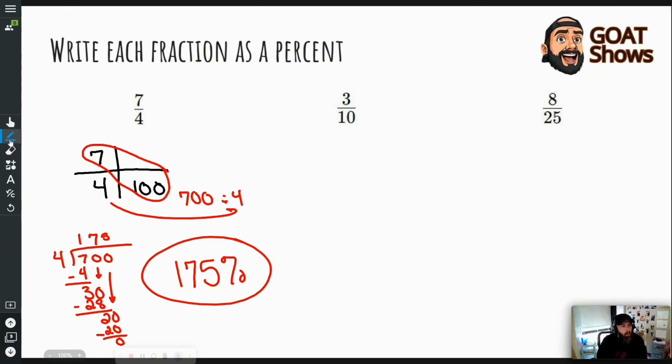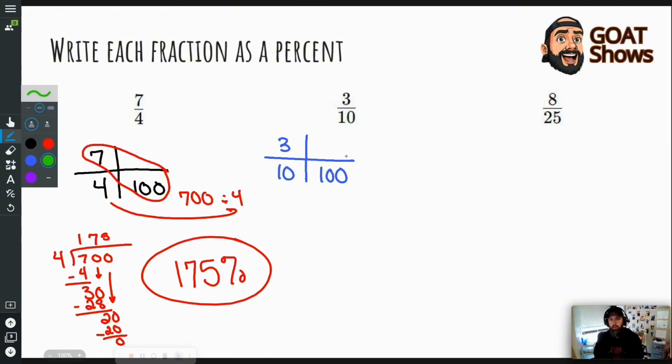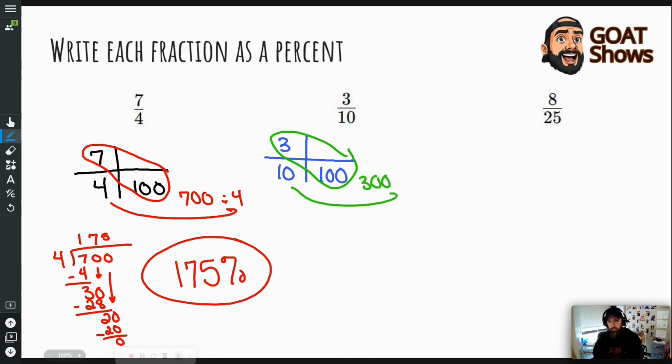Not pleasant, not pleasant at all. Let's do it again. 3 over 10, okay, 100 on the bottom right. So let's cross multiply the two numbers that are diagonal. 3 times 100 is 300, and divide out 10. Now, I don't need to do long division here. 300 divided by 10 is 30. So that gives us 30%.